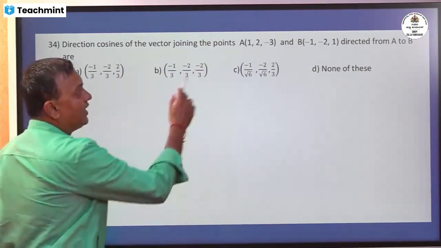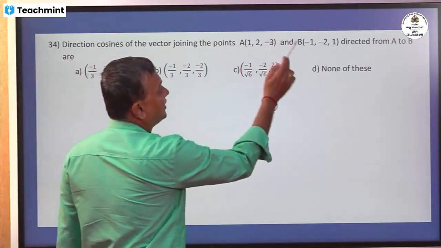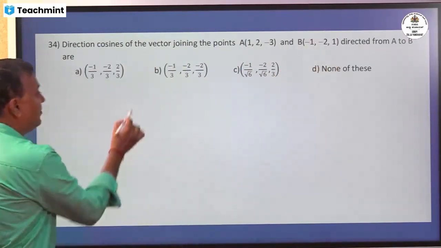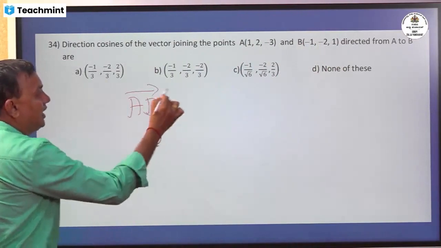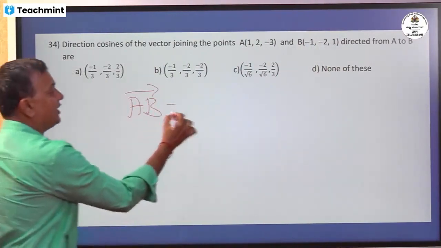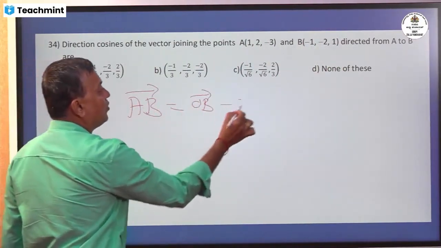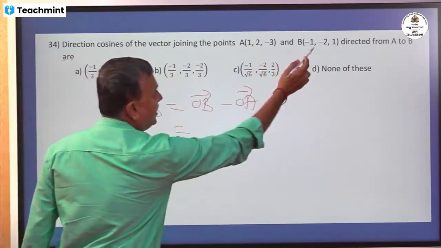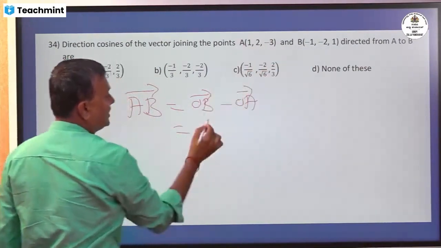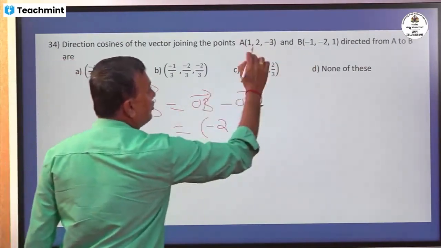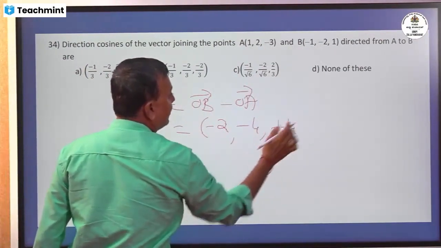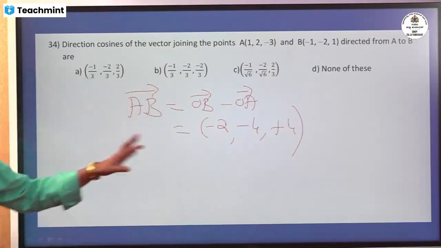Next, direction cosines of the vector AB. So what are the direction cosines? A is (1, 2, -3), B is (-1, -2, 1), directed from A to B. So we want direction cosines of vector AB. What is vector AB? OB minus OA. What is OB minus OA? This is OB, this is OA. Minus 1 minus 1, minus 2 minus 2, 1 minus minus 3, so we get minus 2, minus 4, 4. So this is vector AB.